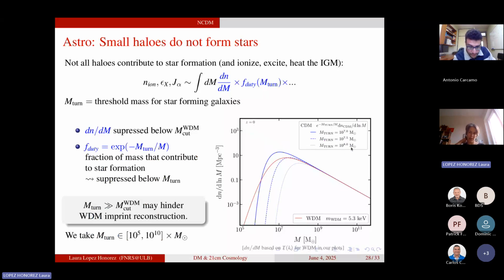The threshold mass you should consider for the galaxies that we knew up until now, say atomic cooling galaxies, is expected to be typically around 10 to the 8 solar masses at redshift 10. If you look at such a cut in the halo mass function due to these galaxies that do not form stars, you see that I will probably never be able to probe the properties of non-cold dark matter, at least warm dark matter of a mass of 5.3 keV. So what we did was an analysis to understand under which condition, in particular which value of this threshold mass for star-forming galaxies, we could, with 21 centimeter cosmology, improve on existing constraints from Lyman alpha forest observations.